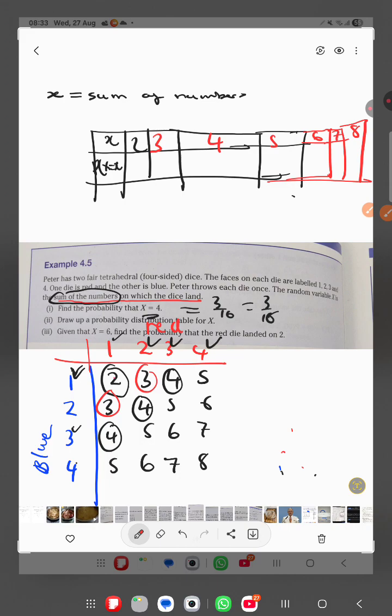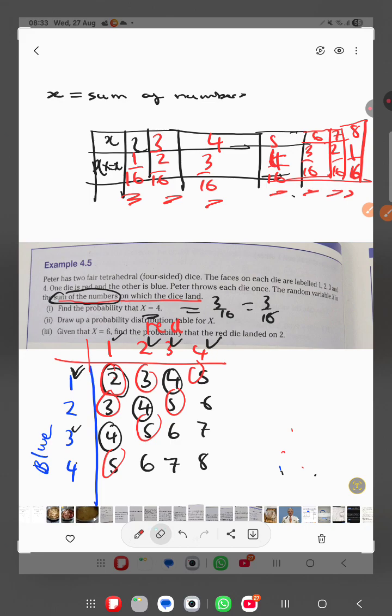Now, the probability of 2: I see 1 here, so that's 1 out of 16. For 3, I see 2, so 2 out of 16. For 4, I see 3, 3 out of 16. For 5, I see 4 fives, 4 out of 16. For 6, I see 3, 3 out of 16. For 7, I see 2, 2 out of 16. And for 8, I see 1, 1 out of 16. Again, to know you're correct, you must add all of these up and see if you get 1. I hope that makes sense.